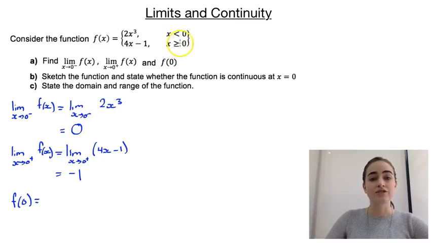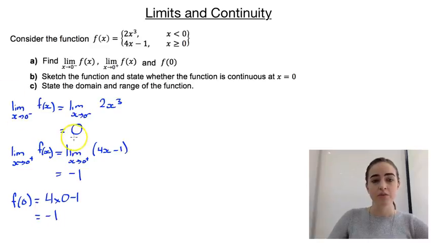Because x is greater than or equal to 0 for this second function, that means we're going to substitute 0 into there. So again, we'd have 4 times 0 minus 1, which is equal to minus 1. So we've got 0, minus 1, and minus 1. Because they're not all equal to the same thing, it's not going to be continuous. So that's part A that just asks us to find those.